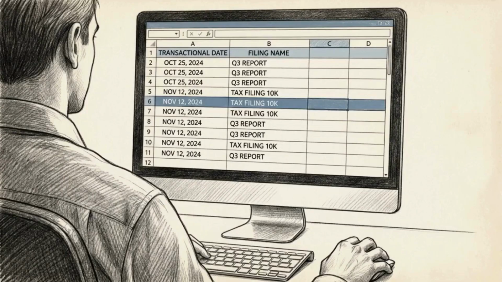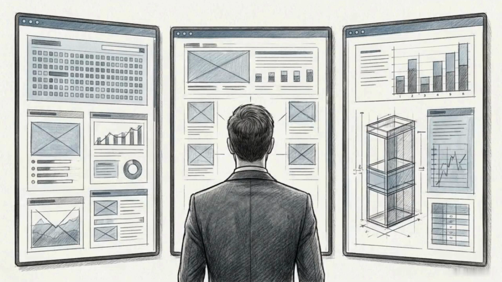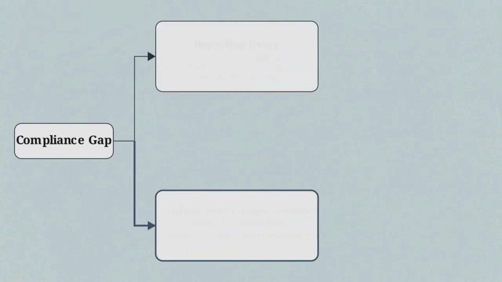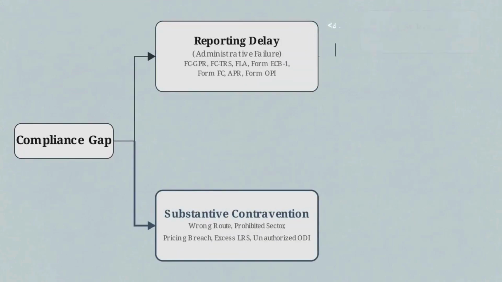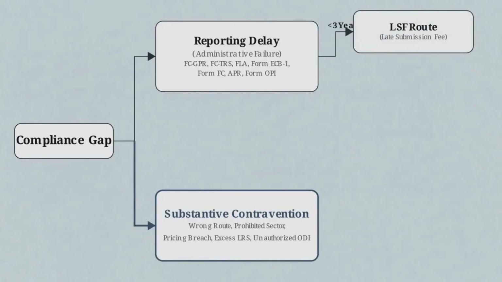Routine compliance audits and active transaction diligence inevitably reveal gaps, bringing us to micromodule F12.3. Before prescribing any remedy to a client, you must diagnose the exact nature of the failure. This decision matrix outlines the critical first step, routing the compliance gap to determine if it is a simple reporting delay or a substantive contravention.